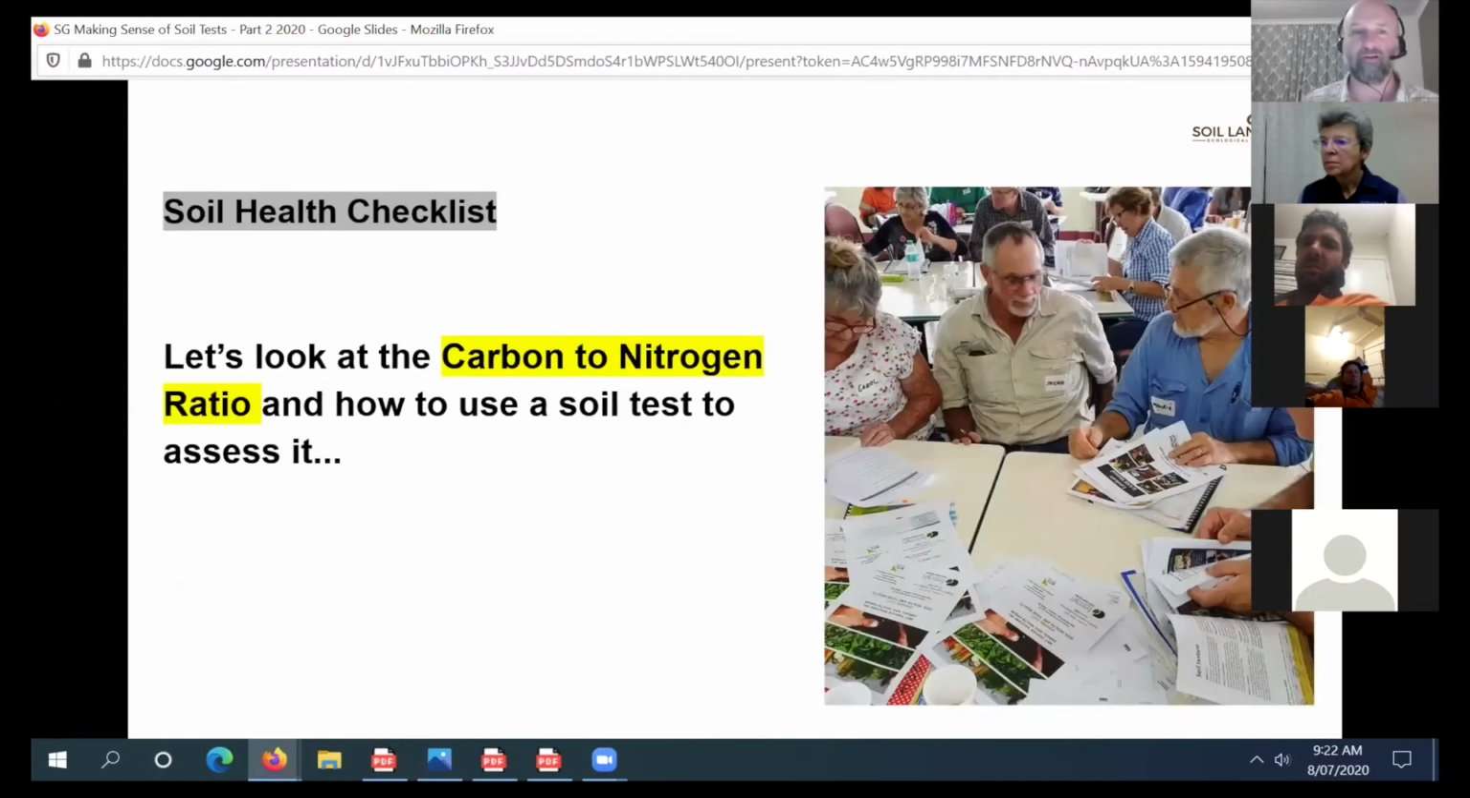Thanks, Lachlan. So let's look at another thing which you don't often hear about. It's called the carbon to nitrogen ratio, and it's just as important as the organic matter. And it's highly relevant, especially if you've got pasture decline. If you've got pasture rundown, this is one of the main reasons why. So we'll just go into what it is and how I can measure it.